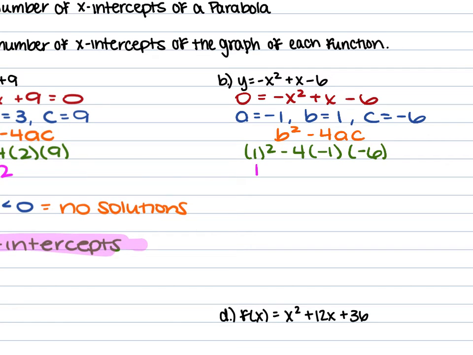The 1 squared is 1. Negative 4 times negative 1 is 4. 4 times negative 6 is negative 24. 1 minus 24 gives us negative 23. That negative 23 is less than 0. So again, we have no solution here. So we're going to have no x-intercepts.